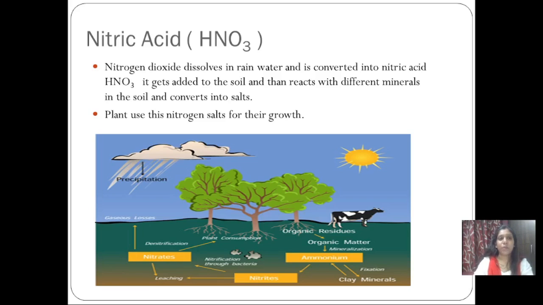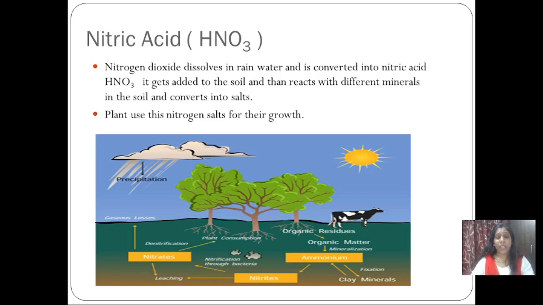So let us see the importance of nitric acid. Nitric acid, HNO3. Nitrogen dioxide dissolves in rainwater and is converted into nitric acid, HNO3. This HNO3 is added to the soil and there it reacts with different minerals and is converted into salts. This salt is called a nitrogen salt. This nitrogen salt helps in the growth and development of plants.